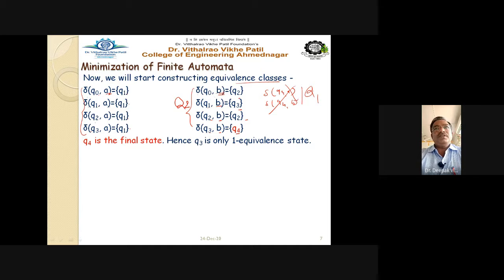Okay. Now here again I have written that Q4 is the final state, and we have to start minimizing our automata. Starting in the reverse direction means we are not going to start with the start state Q0, but we first take the final state Q4 and go in the reverse direction. So where is Q4? We find Q4 is here.